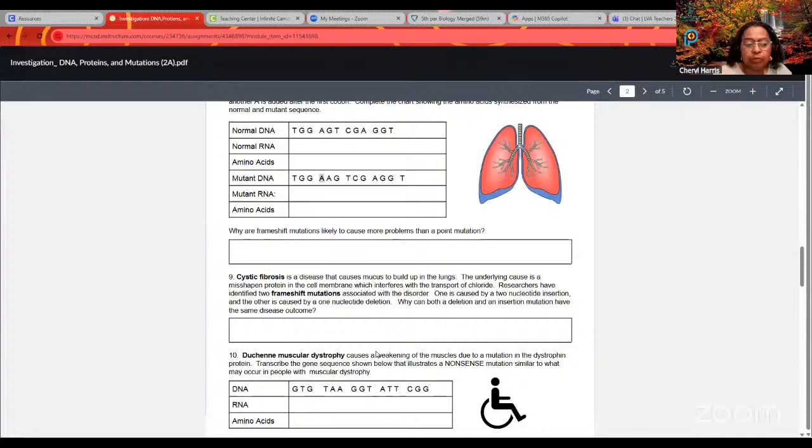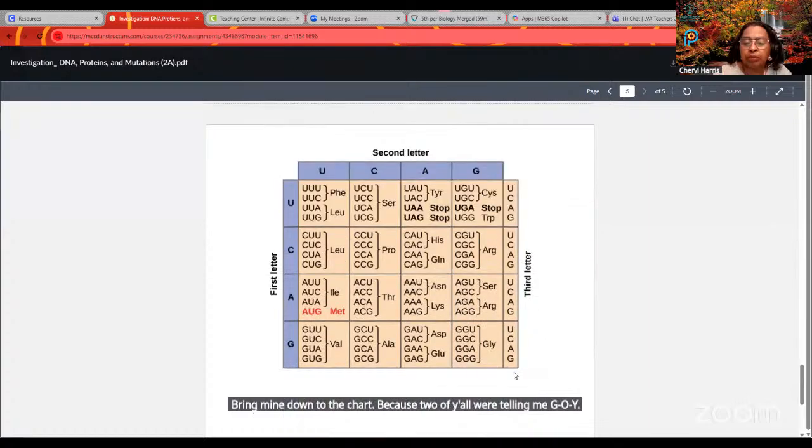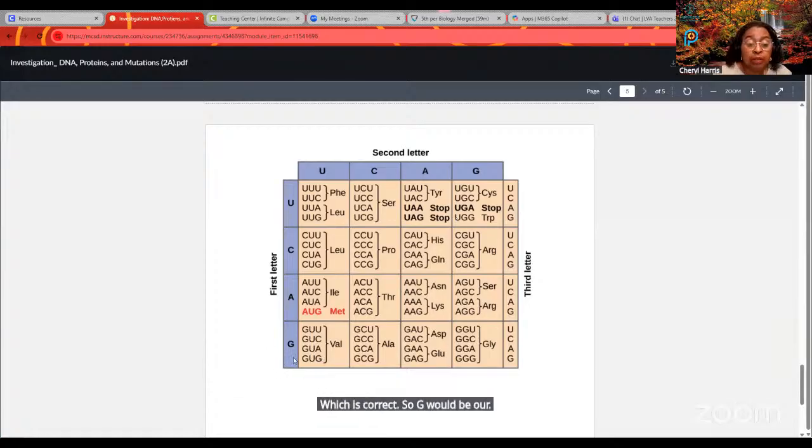All right, I'm going to bring mine down to the chart because two of y'all were telling me GLY, and you misread that. You said that if I translate CTT, it's going to be GAA, which is correct. So G would be our last row, A would be the third column. If I come down the third column to the last row, I have GAA, and that's GLU. So that's glutamic acid.